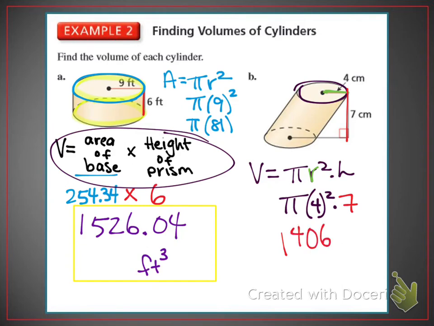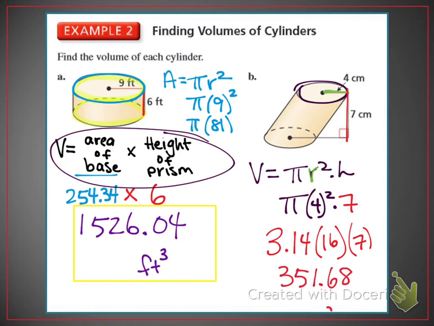I don't remember that number. What number did you get? Let's go backwards. So 3.14 times 16 times 7. All right, I would like more than one confirming. Is it 300 something? Good, 351.68. And then it would be centimeters cubed.